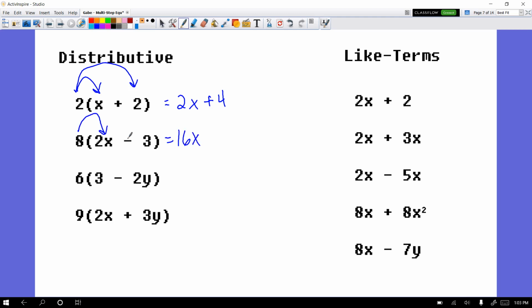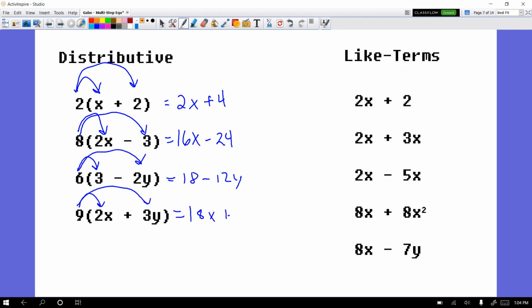What my algebra teacher told me to do was slash and dash. And that'll give you a better idea of what kind of number you're using. But I always just think of it like this because it's the same thing. So 8 times negative 3 would be negative 24. 6 times 3, 18. 6 times negative 2y is negative 12y. 9 times 2x, 18x. 9 times 3y plus 27y.